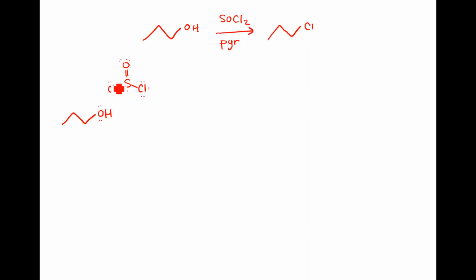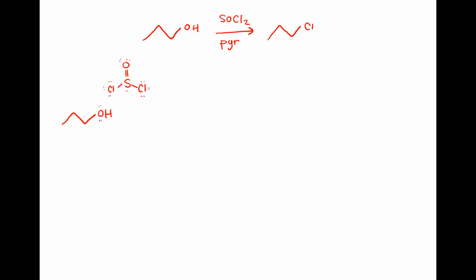First, we'll look at the conversion of an alcohol to an alkyl chloride using SOCl2 and pyridine, which we abbreviate PYR. So let's draw out the alcohol with its lone pairs, and then we need to know the structure of SOCl2, and also want to fill in all of the lone pairs when drawing a mechanism.